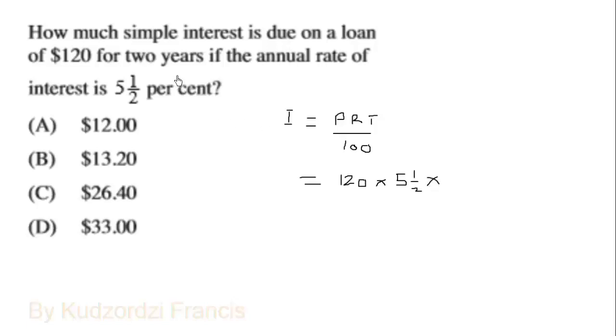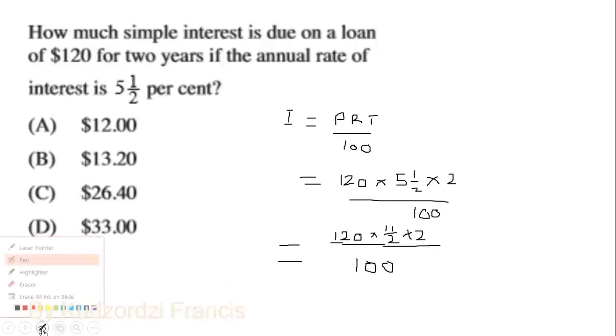Then times the number of years, which is 2, all over 100. So let's go. Now, let's convert 5 whole number 1 over 2 to mixed numbers, and that will give us 11 over 2, because you multiply 5 by 2 to give you 10 plus 1, which is 11, over the denominator, which is 2. Then times 2, all over 100.